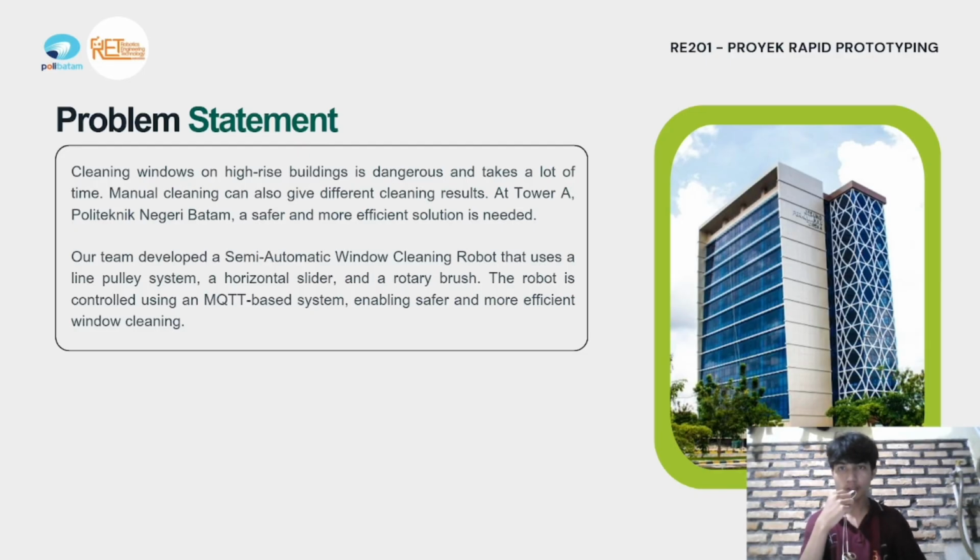Here, I will explain about the problem statement. Cleaning windows on high-rise buildings is dangerous and takes a lot of time. Manual cleaning can also give different cleaning results. At Tower A, Polytechnic Negeri Batam, a safer and more efficient solution is needed. Our team developed a semi-automatic window cleaning robot that uses a line pulley system, a horizontal slider, and a rotary brush. The robot is controlled using an MQTT-based system, enabling safer and more efficient window cleaning.